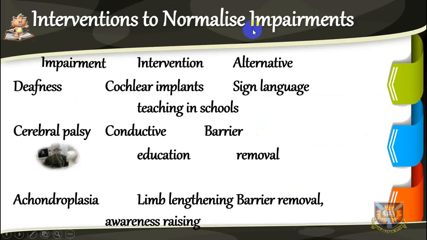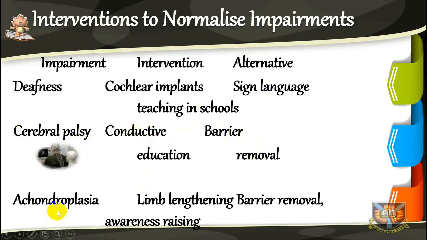Interventions to normalize impairment. We have impairment, intervention, and alternatives. Under impairment, we have deafness; under intervention, cochlear implants; and under alternatives, sign language teaching in schools. Under impairment, we also have cerebral palsy; under intervention, conductive education; and under alternatives, barrier removal.